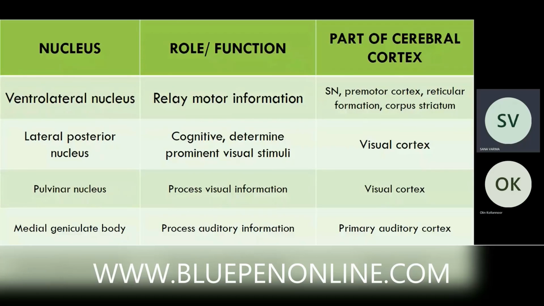Likewise, the next one is pulvinar nucleus. This nucleus also projects to the visual cortex, and it helps in processing the visual information. Then comes medial geniculate body, or medial geniculate nucleus, that has its connections with primary auditory cortex, and it helps in processing auditory information. This medial geniculate nucleus plays this role.